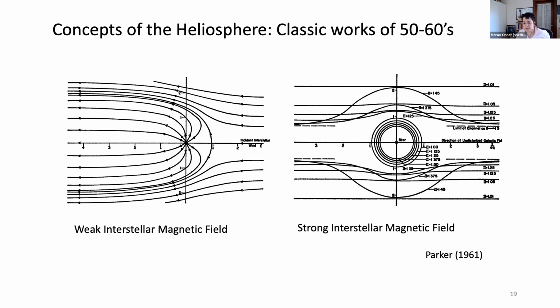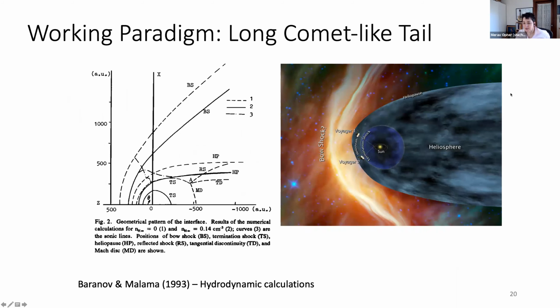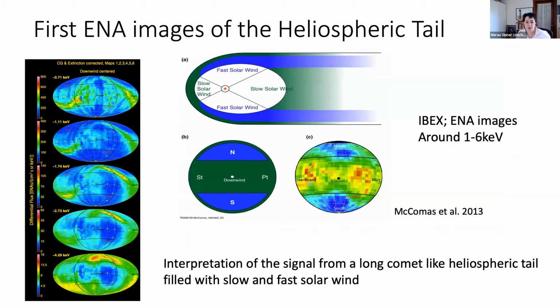So the working paradigm is, as I said, the comet shape. This also came from simulations that ignored the solar magnetic field and showed a comet shape. This came from the Moscow group led by Vladimir Baranov back in the 90s. They did the first simulation of the heliosphere.